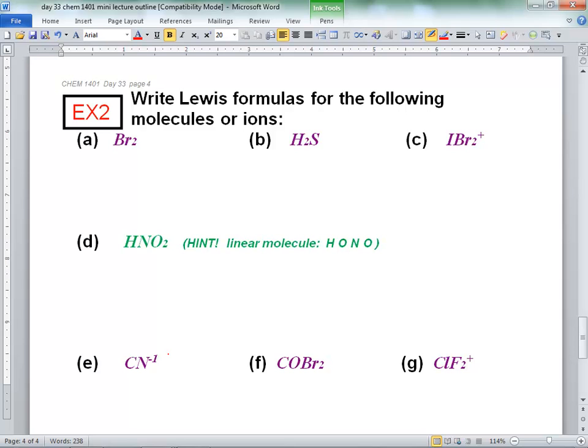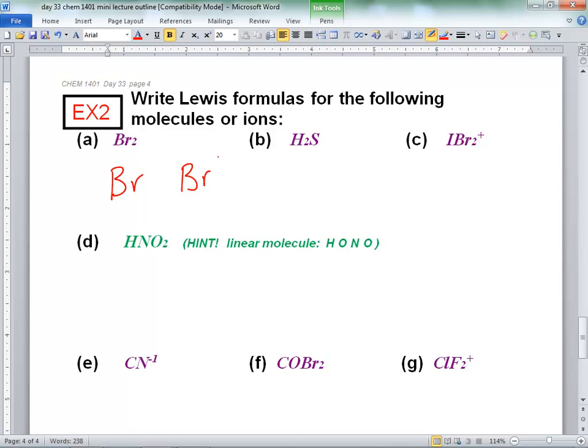Br2, right? So spread out as much as you can. So just start them out. Just write them both, Br and Br, and then figure out what the total is. Figure out what the total valence electrons are. You want octets. How many valence electrons do you have to work with? 14. You've got 14 to work with.